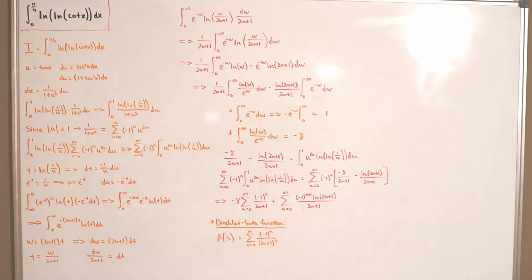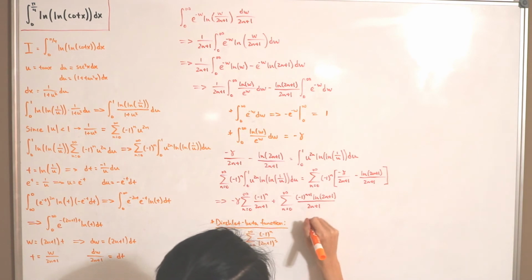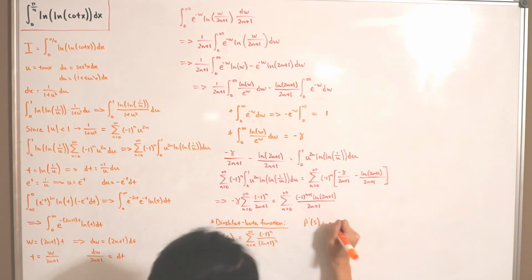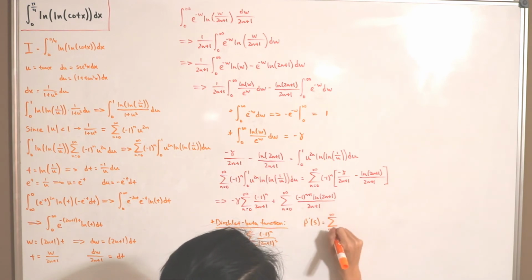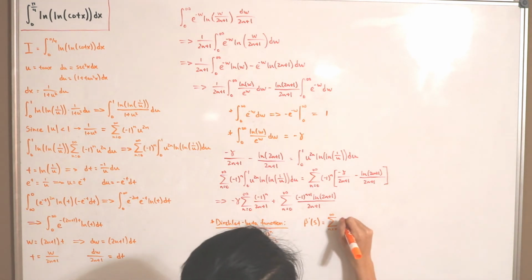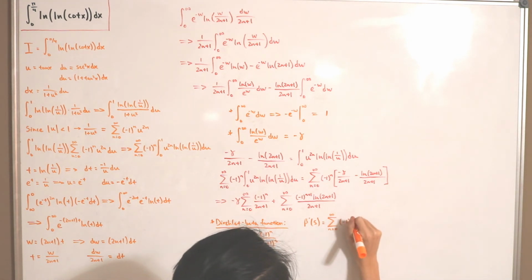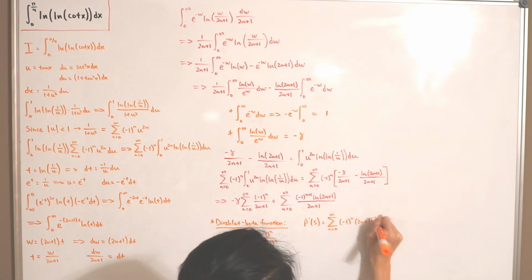Okay, let's actually take the next step, and let's take the derivative of our beta of s. So I'll move this over here. So beta of s is just equal to, I'll rewrite some things a bit. So let's see, if I were to write negative 1 to the n, and then 2n plus 1 to the power negative s.